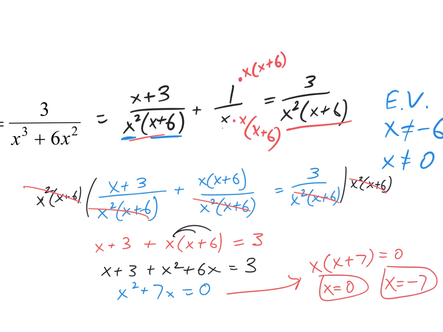But wait, before you lock those two answers in, remember your excluded values from up here. You told me 0 and -6 cannot be valid answers here. So 0 is going to be deemed extraneous, and your only solution that works will be -7.